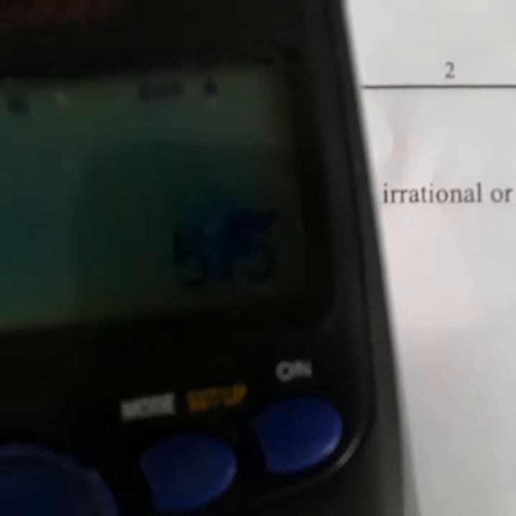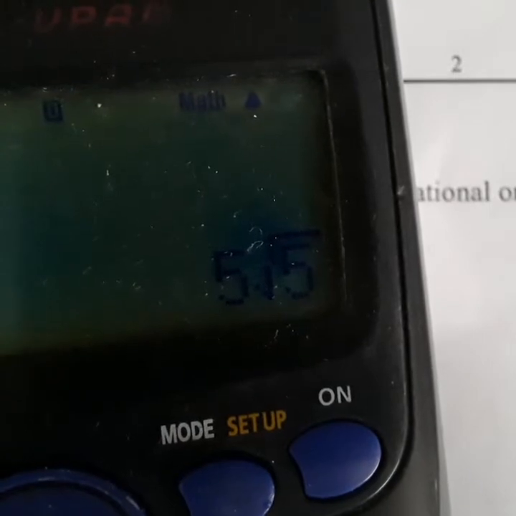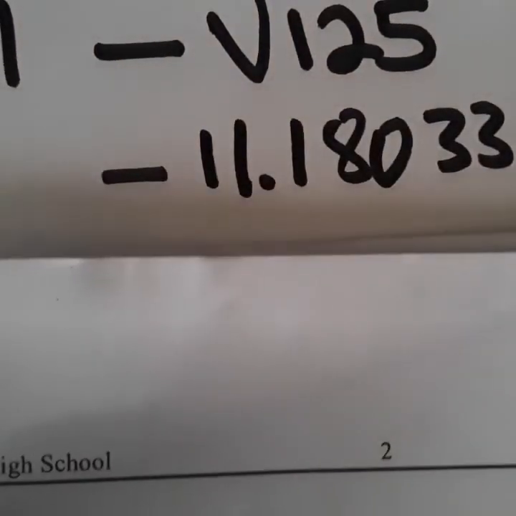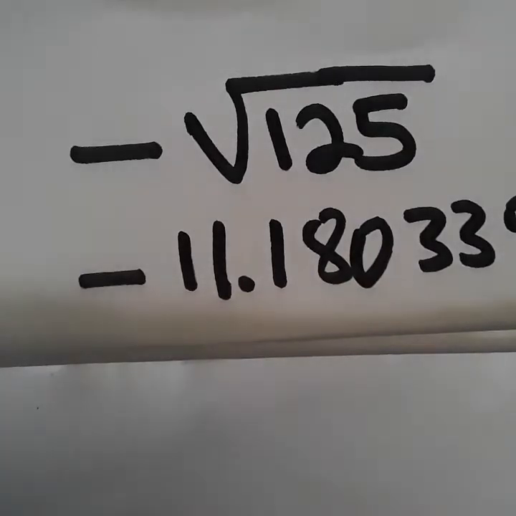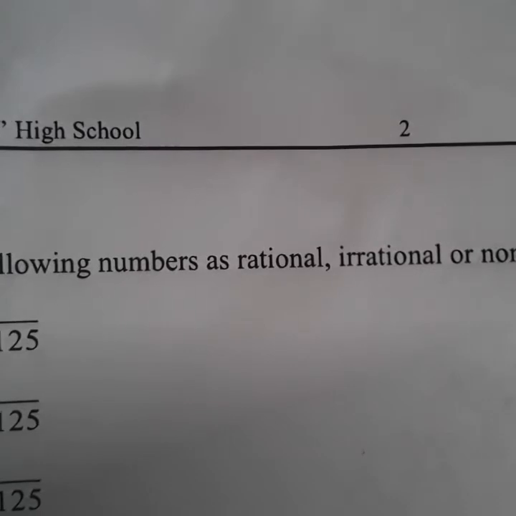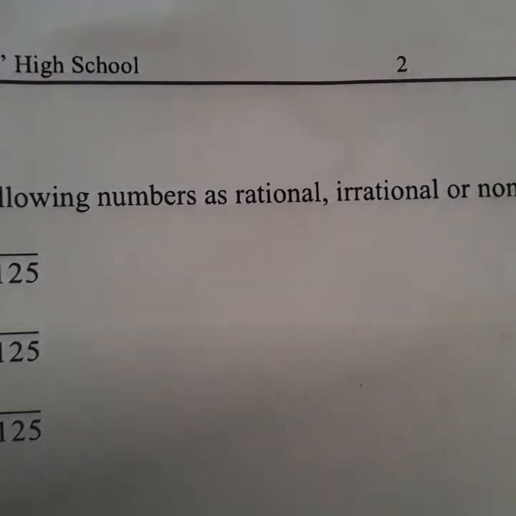You see, instead of getting a fraction, we get 5 square root of 5. So the number cannot be expressed in the form of a fraction. Therefore, the number is irrational. Minus the square root of 125 is irrational. Alright, now let's move to 1.2. Now 1.2, we have the square root of minus 125.